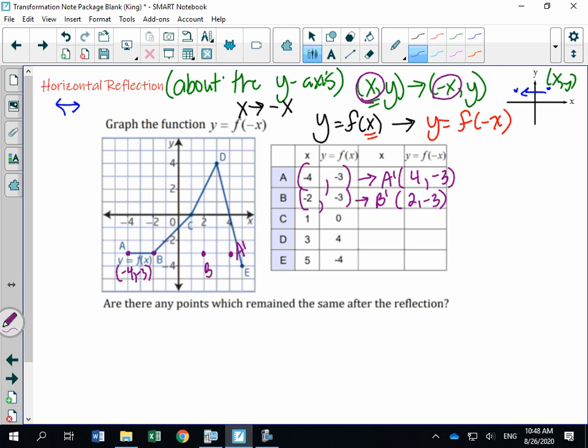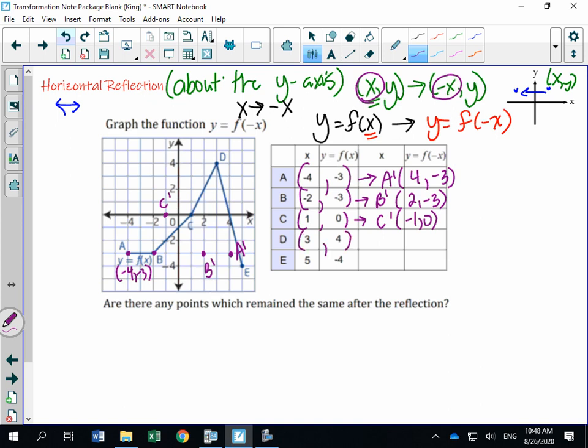That will be B prime. C prime, 1, 0 was C. So C prime is going to be -1, 0. So this point was transformed over there. So this will be C prime. So A, B, C prime.